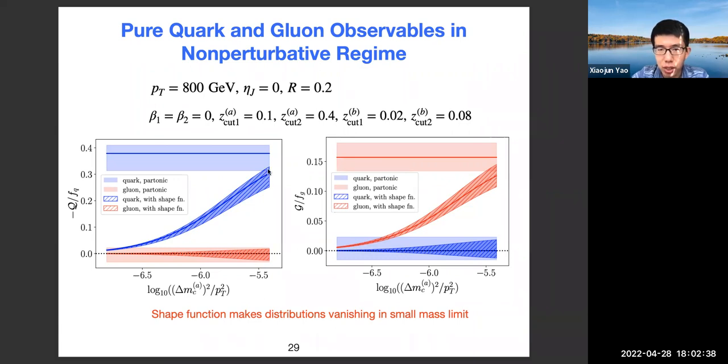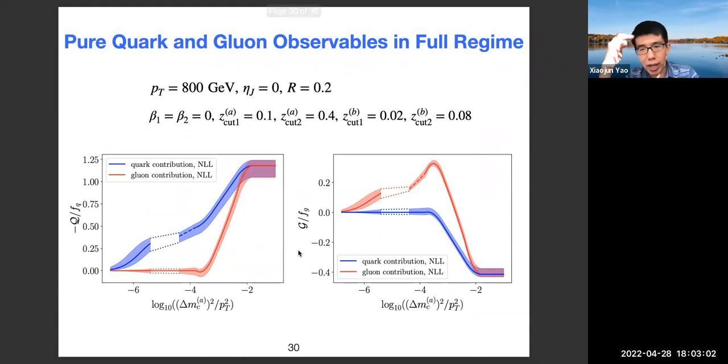But after we introduce the shape functions, this curve is no longer constant. It actually gradually approaches 0. In the end, it becomes 0. But still, we have a large gap, at least in a wide kinematic region, between the contributions and the vanishing part. Okay, and this is a distribution in the deep non-perturbative region. We can also look at the whole distribution in the full kinematic regions, right? So this is the deep non-perturbative region that I showed you on the previous slide.